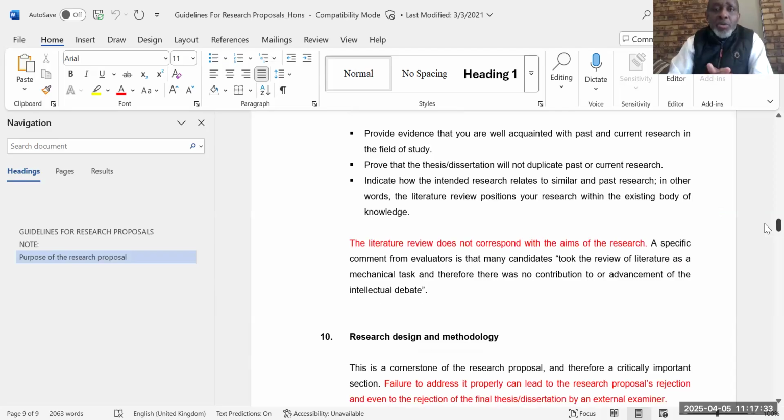The key message is that the literature review should correspond with the aims of the research. That's what a lot of evaluators look at when they look at candidates' proposals. What a lot of students do is what we call dumping. They just go to the literature and copy different things when there's no connection. A student will just write, in this case, we're looking at climate change generally. But now you need to put that climate change, agriculture, now to the type of agriculture.